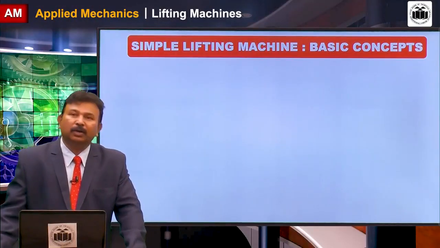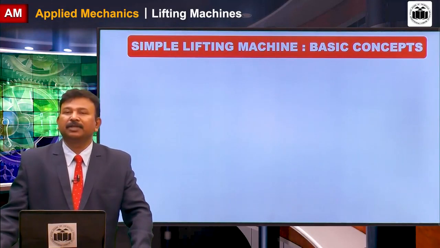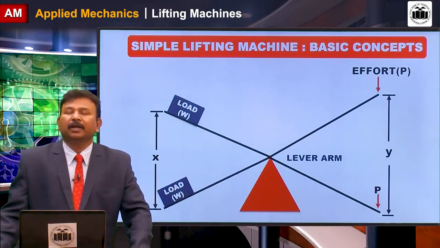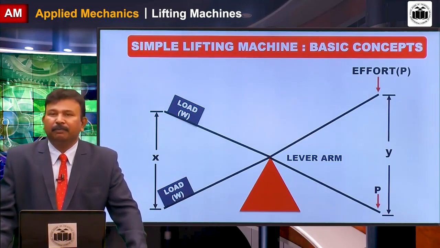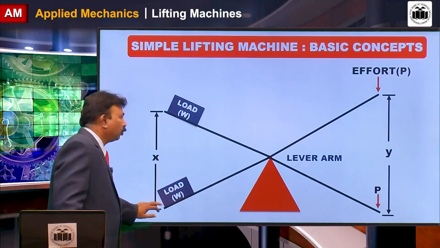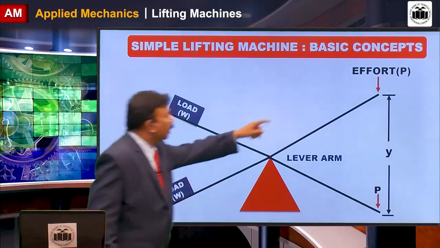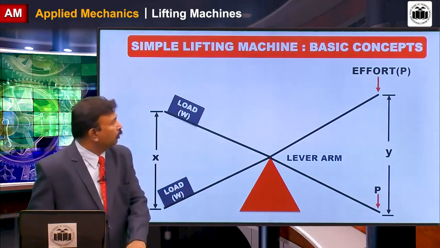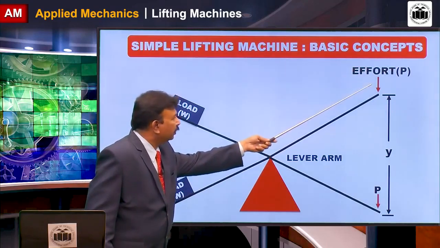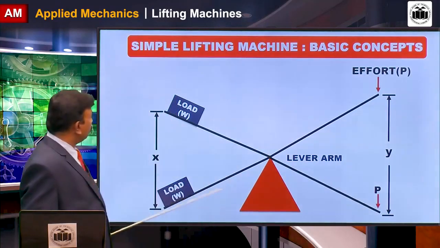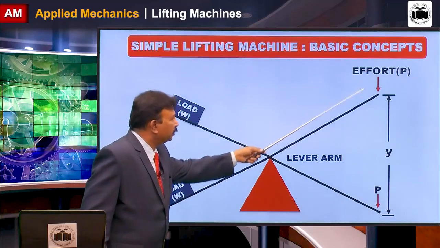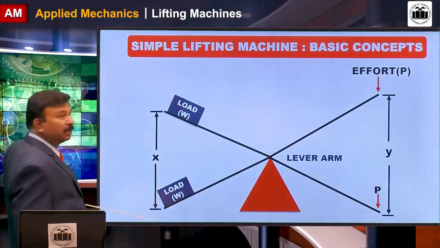Now first we will try to learn the basic concepts of the simple lifting machine. So shall we start this? Yes. Now take an example of a simple lever arm. Here on one side we place the load, and on the other side we are applying the effort. The initial position of load and effort is like this. As I apply the effort, effort goes down, and as effort goes down, the load is lifted. So simply we are showing that effort displacement is y and load displacement is x.